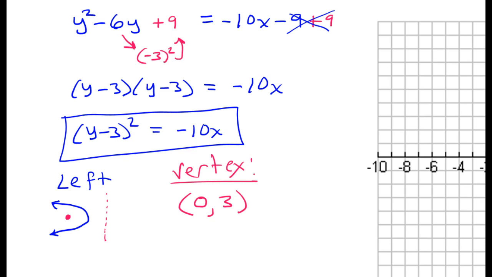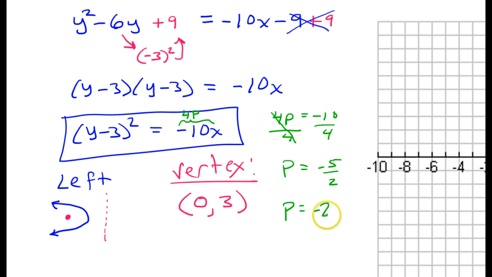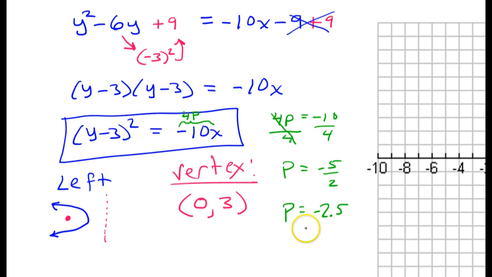Now I need to graph the focus. To find the focus, I need the p-value. This number right here is equal to 4p. So that means 4p equals negative 10. If I divide both sides by 4, what am I going to get? Okay, this reduces down to negative 5 over 2, or as a decimal, this would be negative 2.5. So the p-value is negative 2.5.